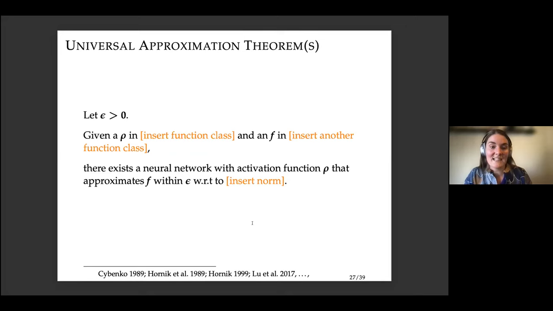But the basic idea is that you fix some epsilon greater than zero. And you're given some activation function, so remember that's the nonlinear part of a neural network, that's in some function class, and you have some function f that's in some other function class, and you want to approximate that function f with a neural network that uses that activation function. And these universal approximation theorems said, yes, there's going to be a neural network with that activation function that approximates f to within epsilon in some norm.